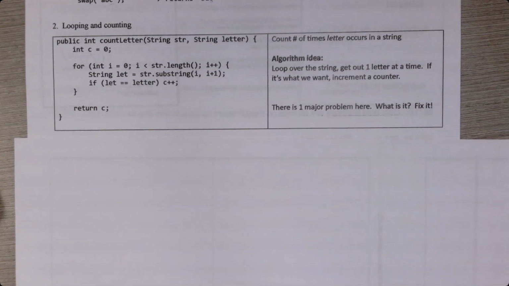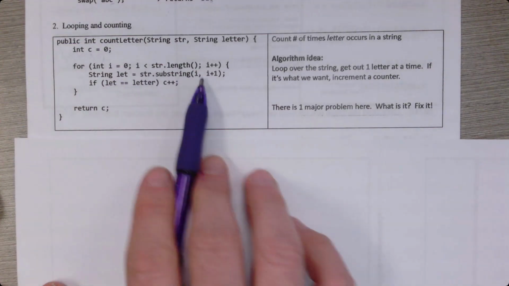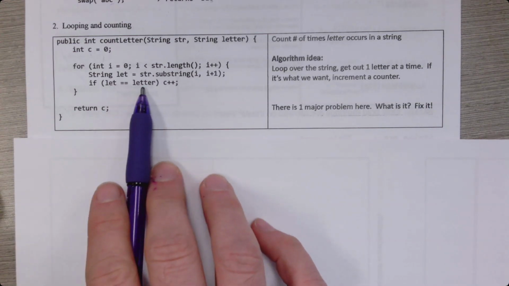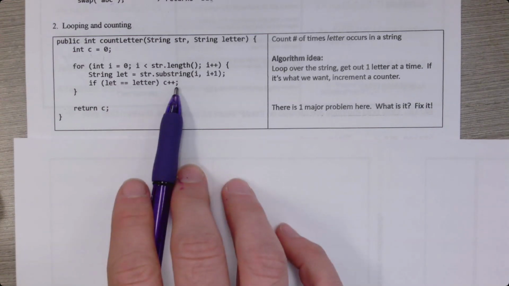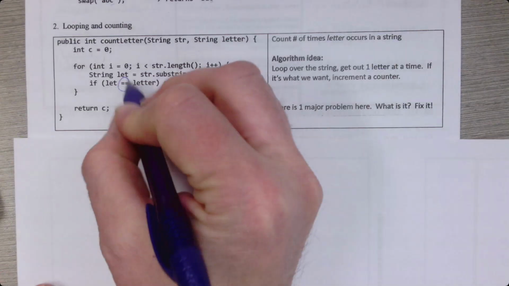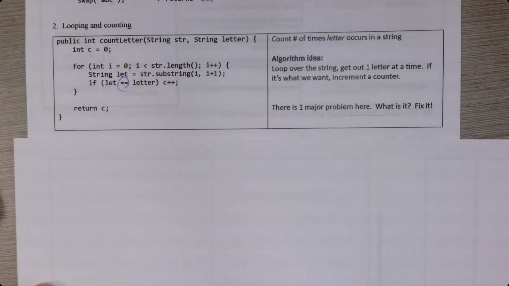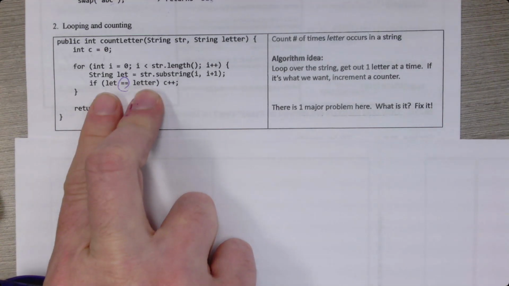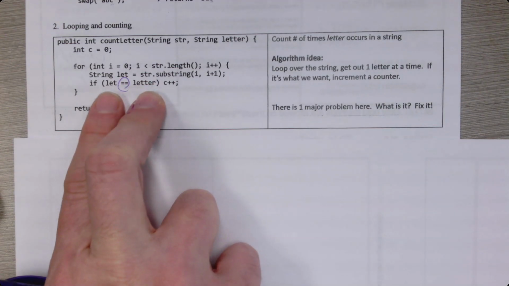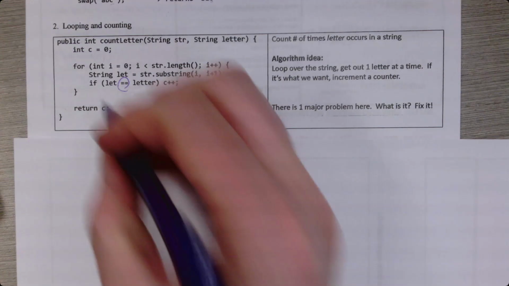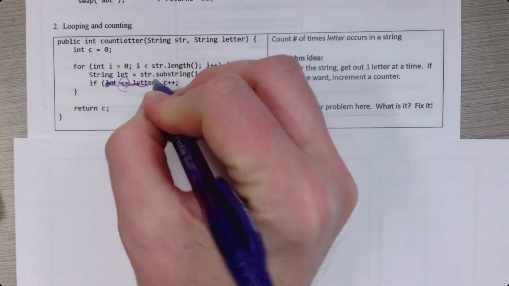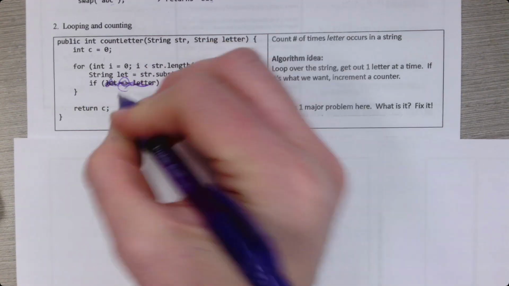Pattern 2 is looping over a string, getting out letters, and then checking to see if they're something that we're searching for. And if they are, then we'll add to a counter. So there's one major problem here, and I was just pointing at it. You can't use double equals to compare strings, because this compares the two memory references to see whether these two are pointed at the exact same string object. That's not what we want to say.